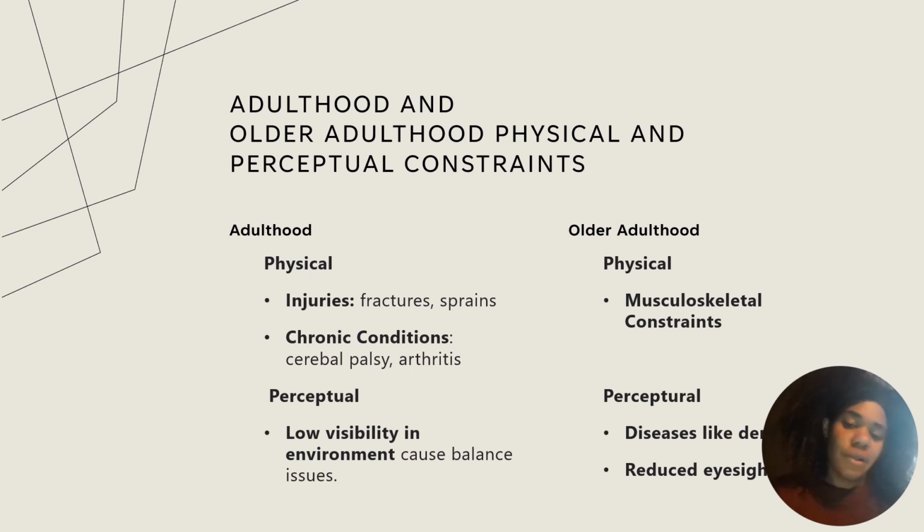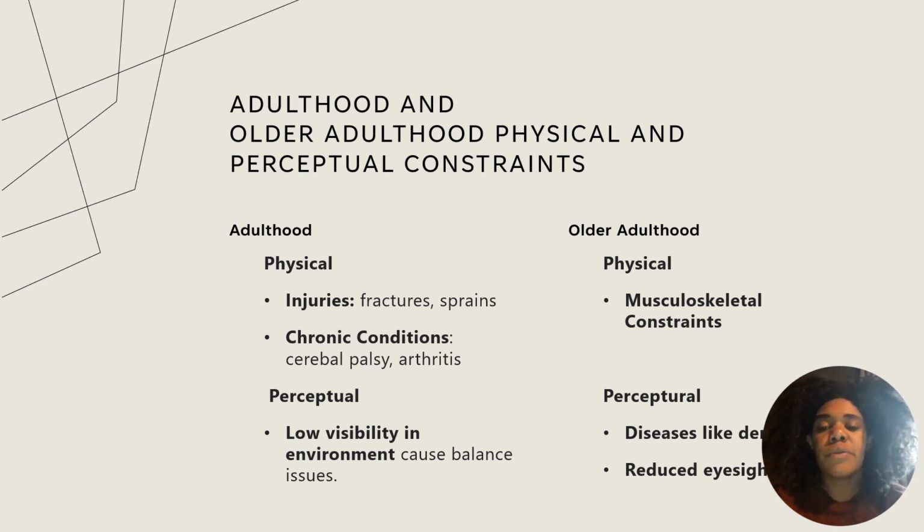So adult and older adult physical and perceptual constraints include, for adults, fractures and sprains, which could certainly impact or provide constraints for how the gait looks. Some chronic conditions like arthritis and cerebral palsy, and perceptual constraints include low visibility within your environment. So let's say you're trying to balance while you're in the dark, or trying to walk around your house to get a drink of water in the middle of the night, then those can certainly provide constraints.